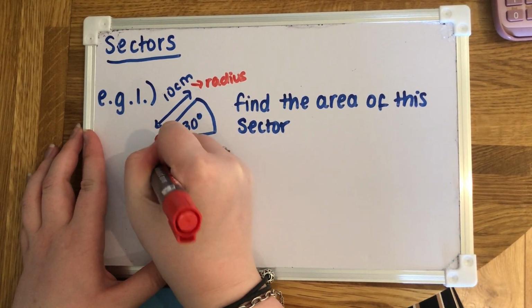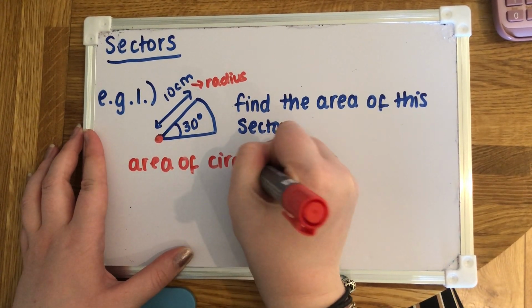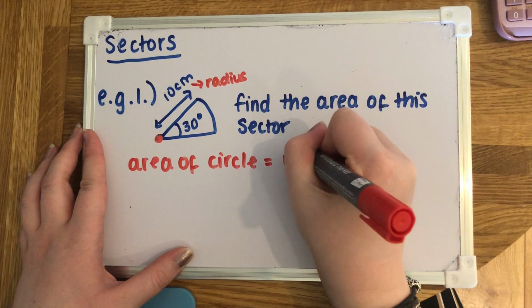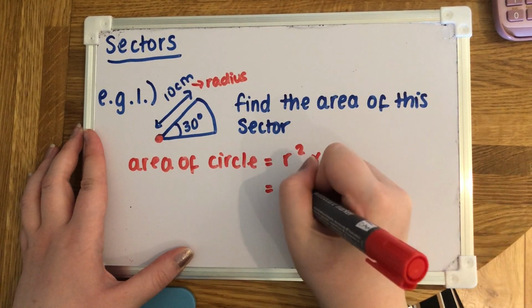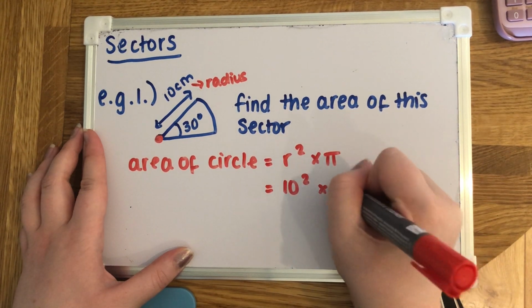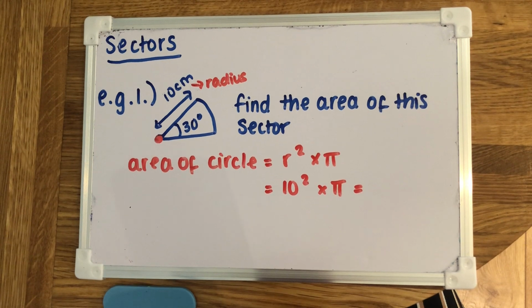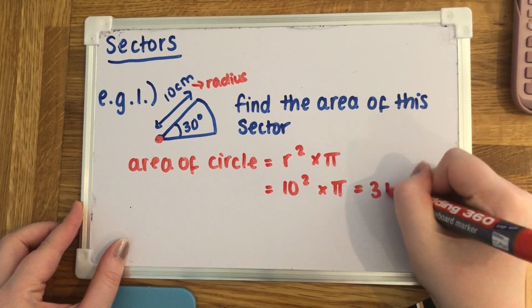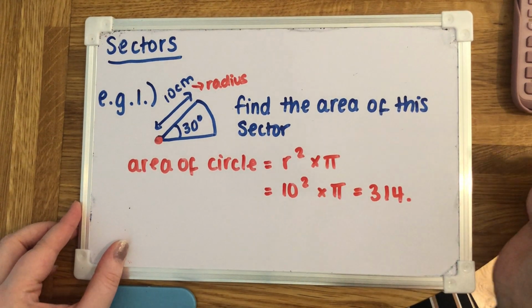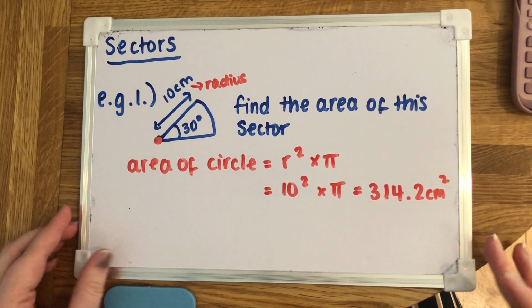So area of circle. This is a formula where we do the radius squared times by pi. We already know what the radius is. We know it's 10. So we type that into a calculator. I'm pretty sure it's 314. Yeah, 314.2 centimetres squared. Okay, so that's the whole thing.